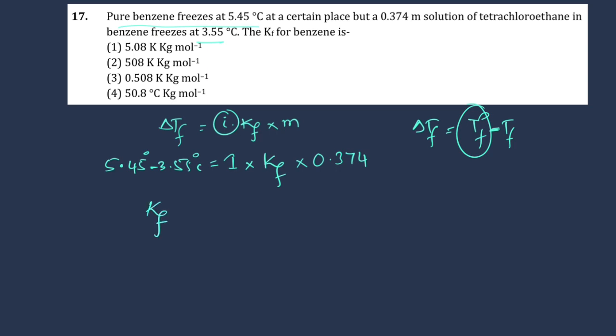Then Kf is equal to 5.45 minus 3.55 divided by 0.374. If you subtract and divide, you will get 5.08 Kelvin kg mole inverse. If you can remember, you can also answer directly from the NCERT textbook table given. But in case you do not remember, you can solve this problem like this.